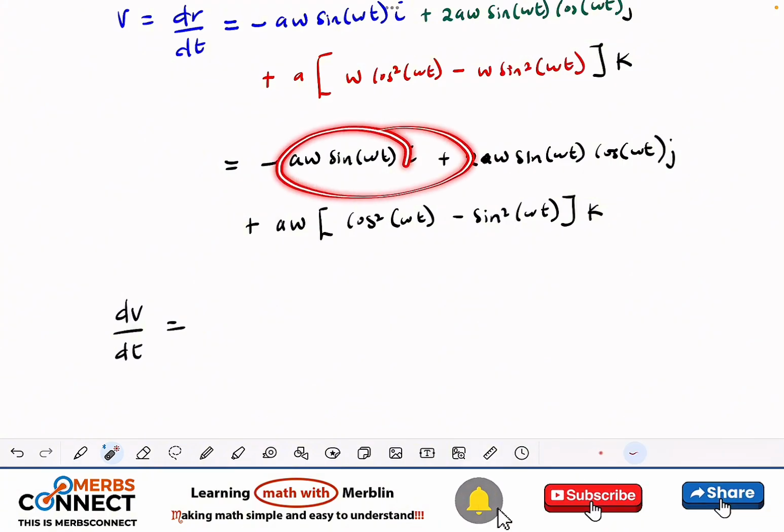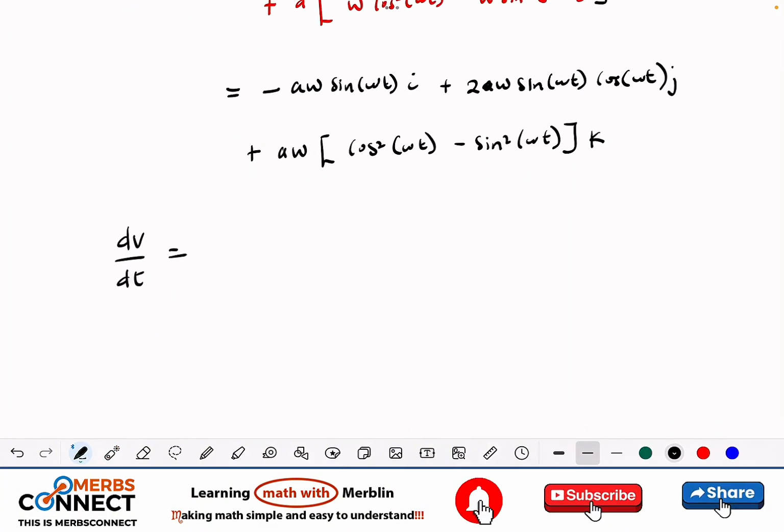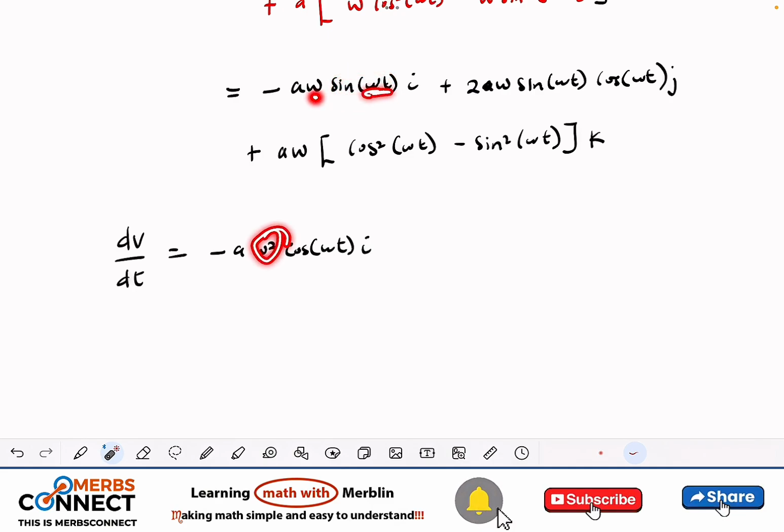So we differentiate it again. This is going to give us minus a omega squared cos omega t i, right? So when I differentiate this, this is going to give me cos. Then I differentiate what is inside, going to give me omega, giving me omega squared. Another one again, this is a product rule because we have two functions, right? These are constant, so I don't need them.